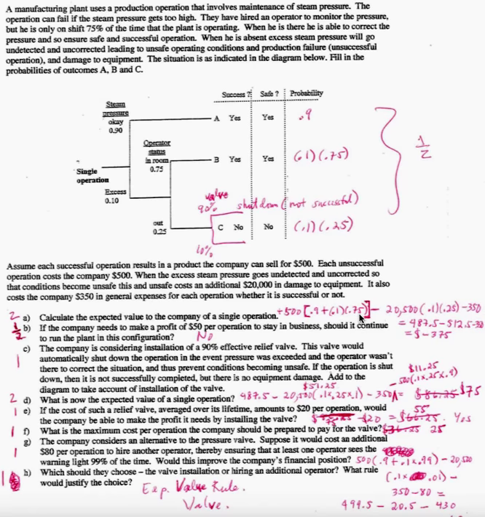And then what happens in the worst scenario? You get damage of $20,000, and in addition, there's a $350 general expense for each operation. So whether you're successful or not, in this other case, you still have to minus off 350. So in the other case, you get 20,500 times the branch where it goes into excess and there's no operator. So 0.1 times 0.25. Do that calculation correctly, you should get minus 375, right?